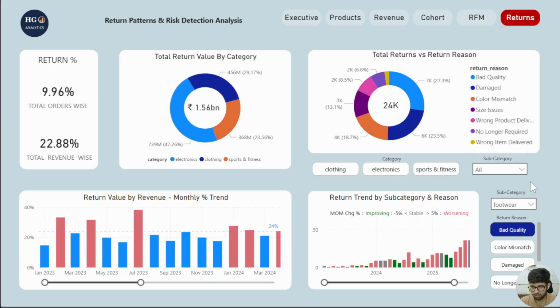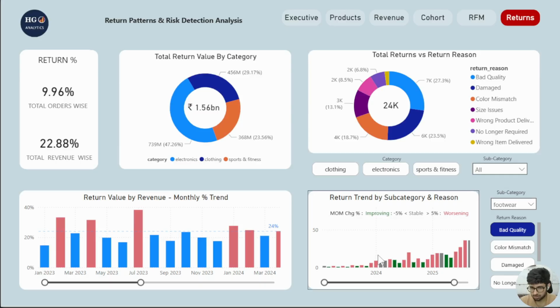Now I want to bring your attention towards this chart. This is a great chart. This tells you, for a subcategory and for a return reason, how we are doing month on month. And how I have structured this chart is, wherever there is a month on month 5% increase in the returns, that means the condition is worsening. If it is in between, it is stable. And if it is decreasing by 5%, then we are actually improving our logistics or products problem. We are solving the returns problem here.